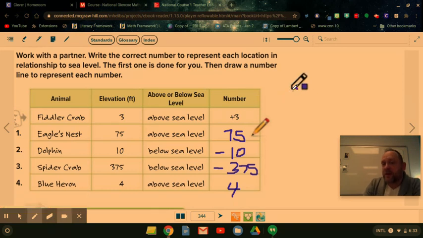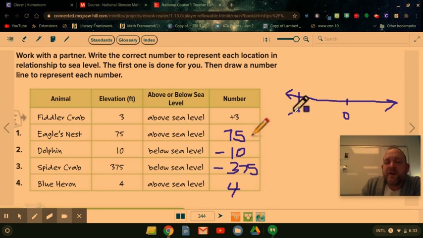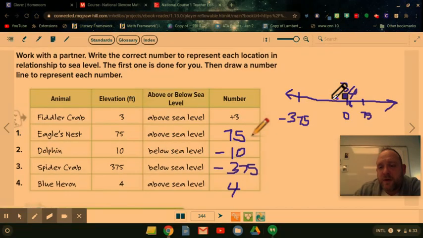If I were to draw these on a number line, of course, I'd have my number line. And somewhere towards the middle, usually on a number line, would be our number 0. Now, this number line would be a little messed up because -375 is going to be way over here. I am not going to put all the hash marks in because that would take us 6 days. 75 would be maybe somewhere around here. And then 3 and 4 would be right there by 0. And our -10 is going to be way over here too.